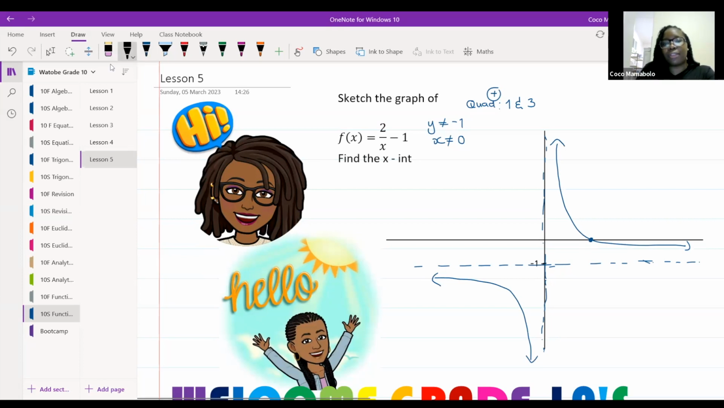Now I need to find this point over here. And we know, guys, if I'm looking for the x-intercept, y needs to equal 0. So I'm going to make f of x, which is the same thing as y, that whole thing 0. So I'm going to have 0 is equal to 2 over x minus 1. I'm going to take my -1 over to the other side, and it's going to become positive. So I will have 1 is equal to 2 over x. And then I will cross multiply, and I would have 1x is equal to 2. So my x-intercept over here will be 2 and 0.